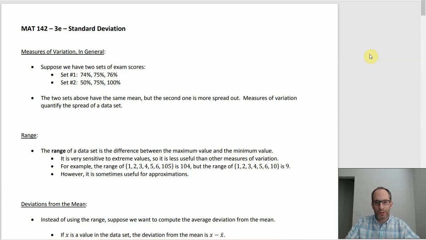The past couple of sections, 3C and 3D, were all about measures of center. So means and medians and modes and mid-ranges. But now in 3E, we're talking about the standard deviation, which is a measure of spread.